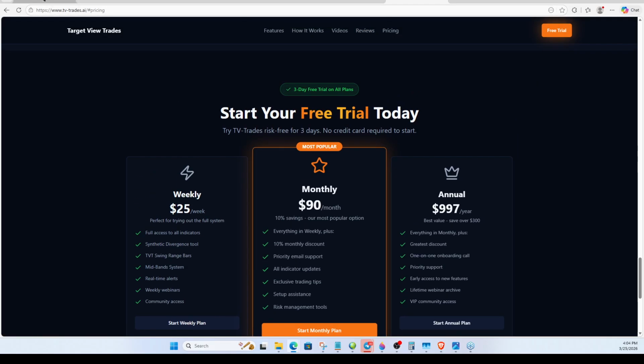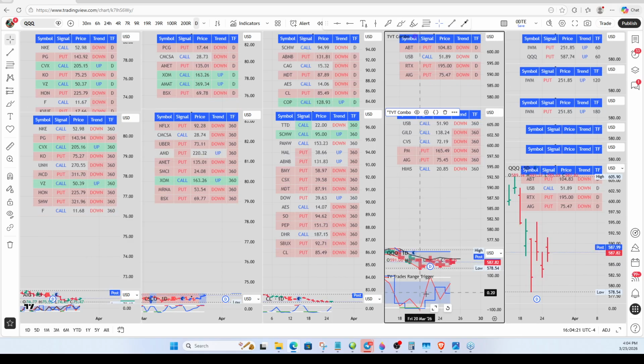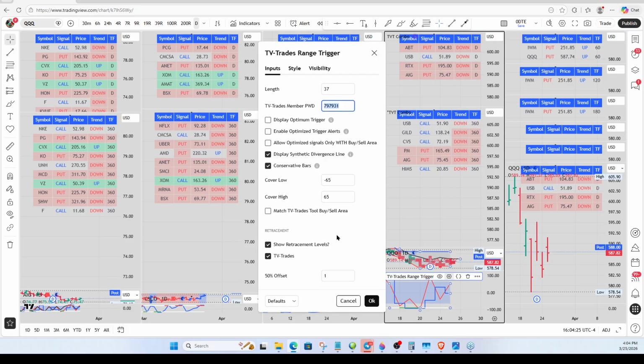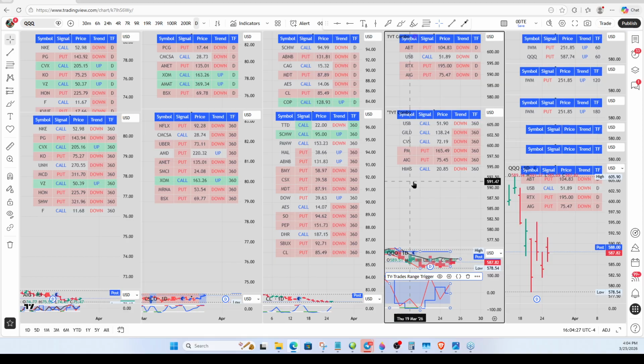As I said, if any of you guys have been getting access to the TV Trades Range Trigger password, this one, without being a subscriber, that's going to go away on Monday. So all the stuff that I do in the morning session, you're going to need that password to do that stuff in the morning session. Not all the stuff, but to have the mid-bands and stuff like that. That's part of the password thing.